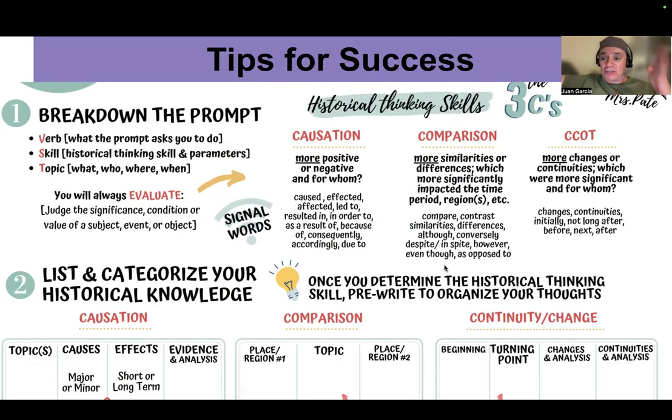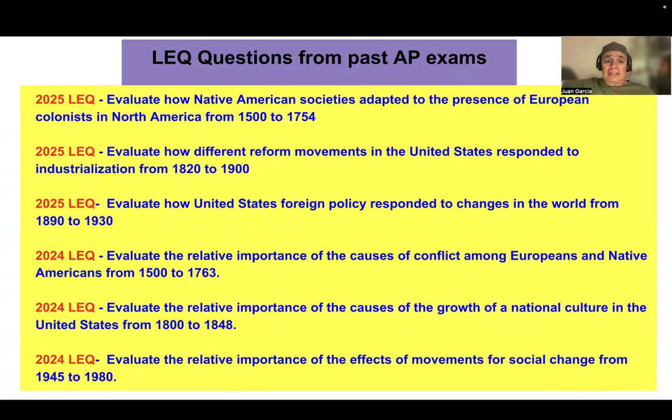Okay. Always, as you're writing your essay, go back and look at the question and ask yourself, am I answering all parts of the question? And then go back and add more evidence and just try to convince the reader that you know what you're writing about. These are some LEQ questions from past AP exams.